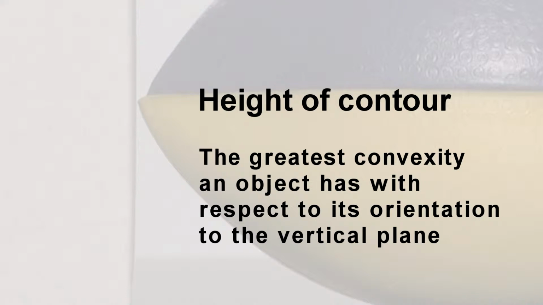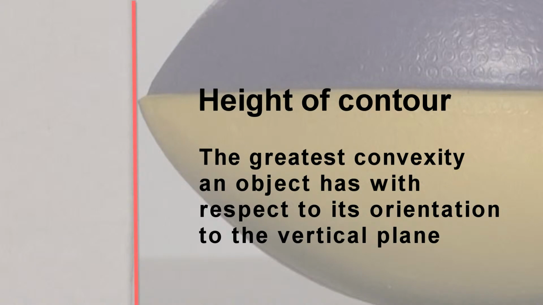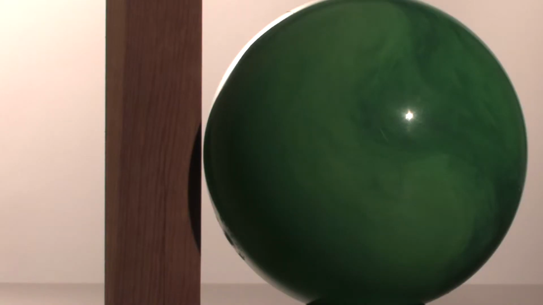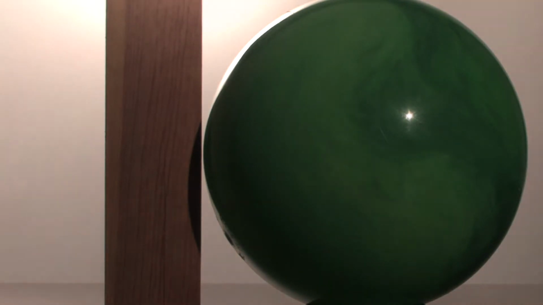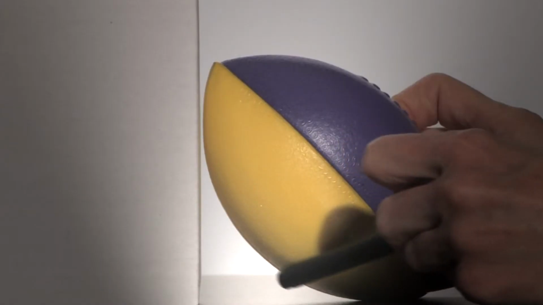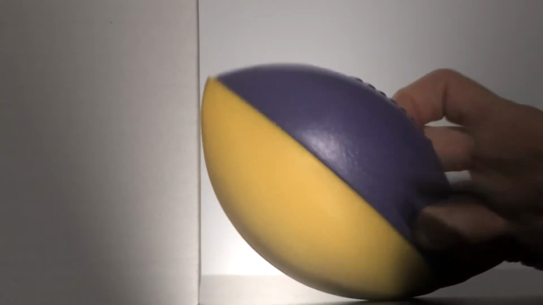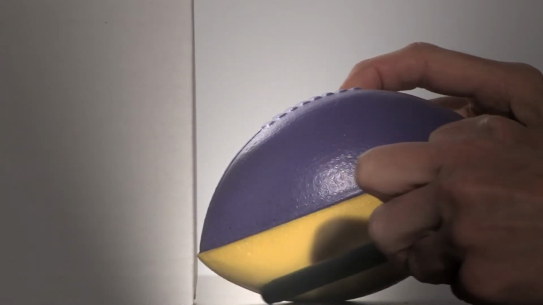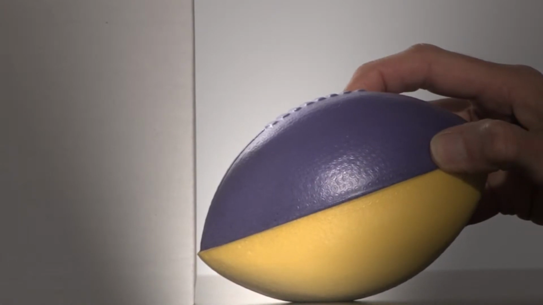The greatest bulge or convexity an object has with respect to its orientation to the vertical plane is known as its height of contour. To help identify the greatest bulge or height of contour, it helps to put a straight edge or ruler at the bulge or convexity and look for triangles of light that form above or below the contact with the straight edge. The degree of convexity and concavity can change if the position of the object is changed in relation to the vertical reference line.